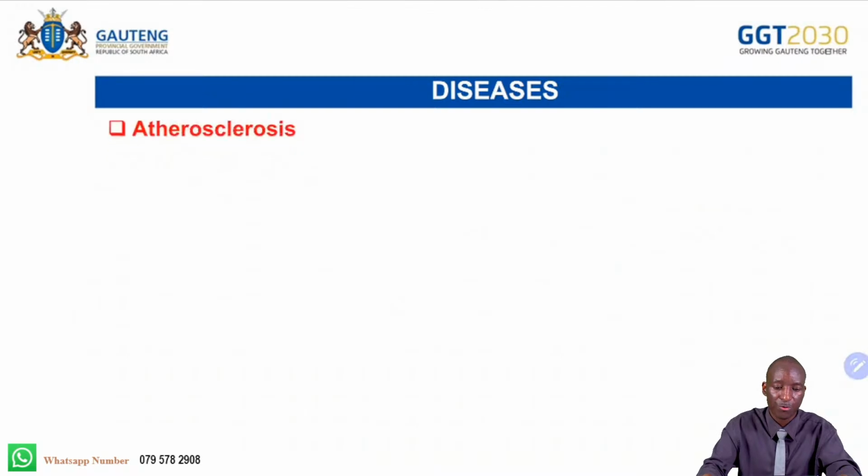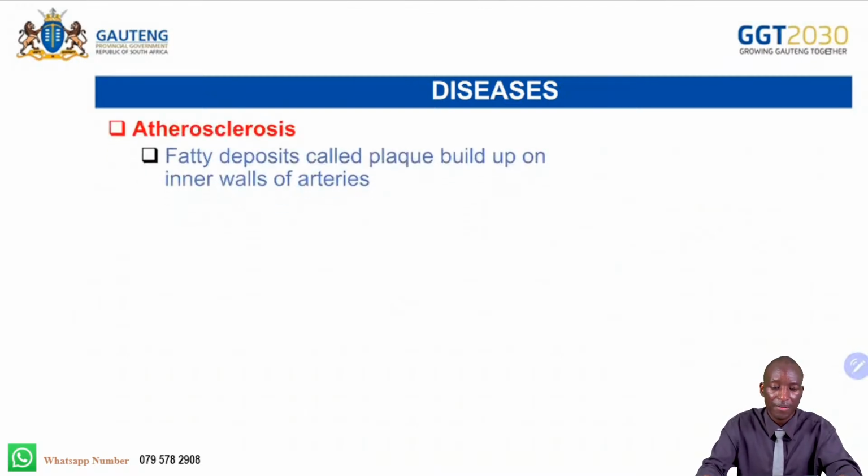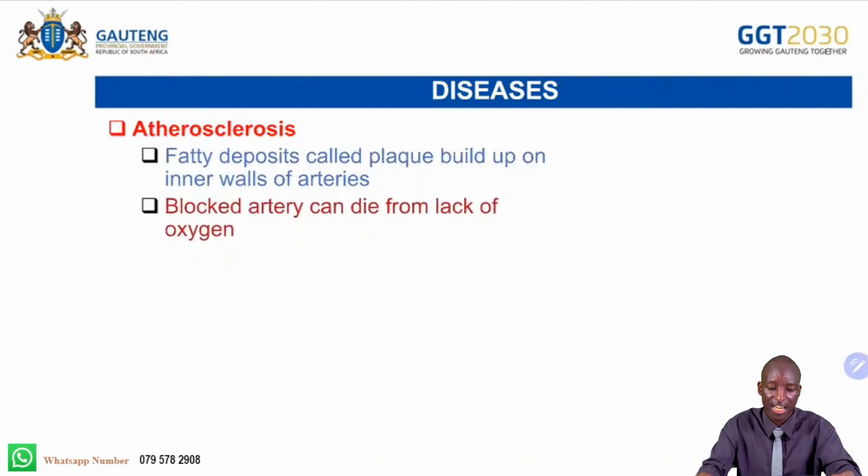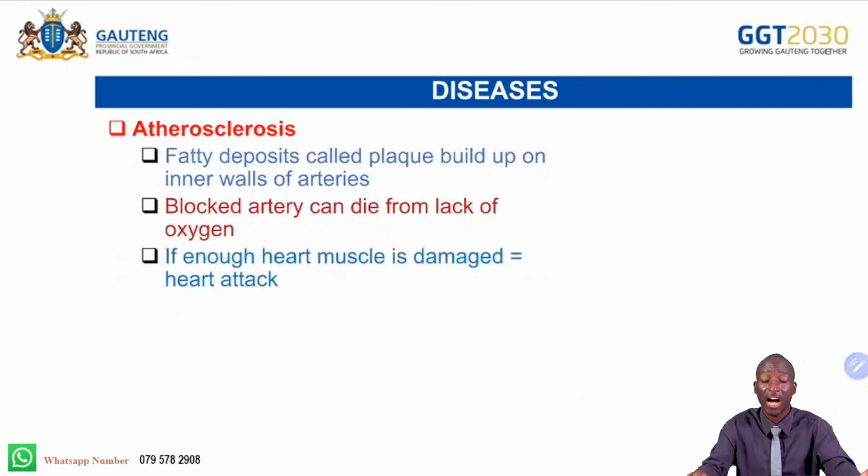Then we look at what is called atherosclerosis. This is a disease whereby fat deposits called plaque build up on the inner walls of arteries. Heart tissue supplied by a blocked artery can die from lack of oxygen. If enough heart mass is damaged, this will lead to what is called a heart attack.